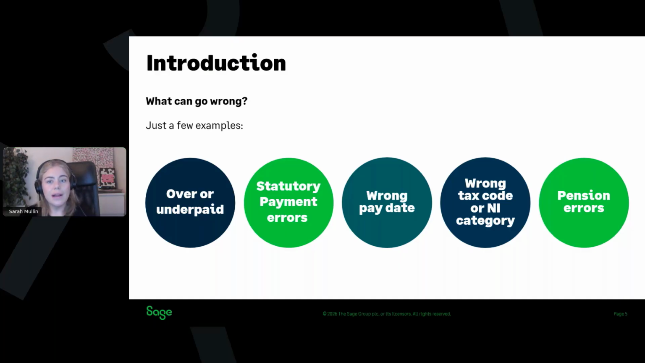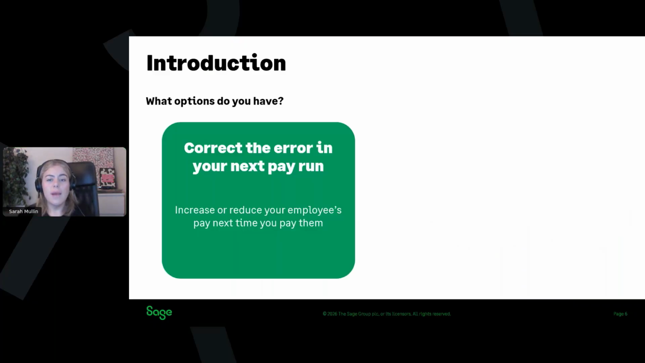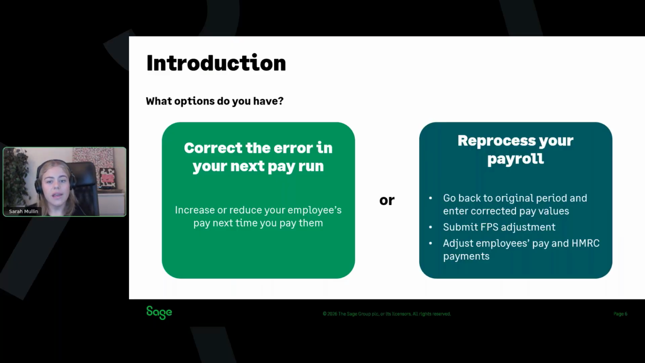When it comes to actually correcting a mistake, you do have a couple of different options. So the two main ways to correct errors. You might correct your error in the next pay run. What this means is you won't actually have to change any of the employee's history. But this would mean that the employee would need to wait till the next pay period for that correction to take effect.